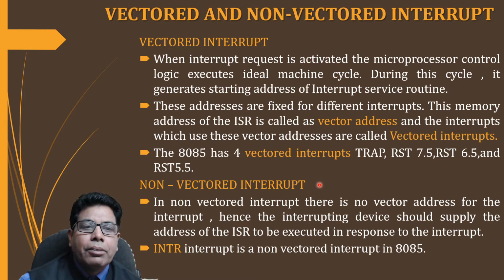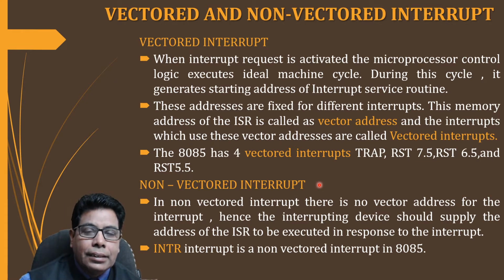Whenever an interrupt request is activated, the microprocessor control logic executes an idle machine cycle, and during this cycle it generates the starting address of the interrupt service routine. So the starting address of the interrupt service routine, or ISR, will be generated during this cycle.